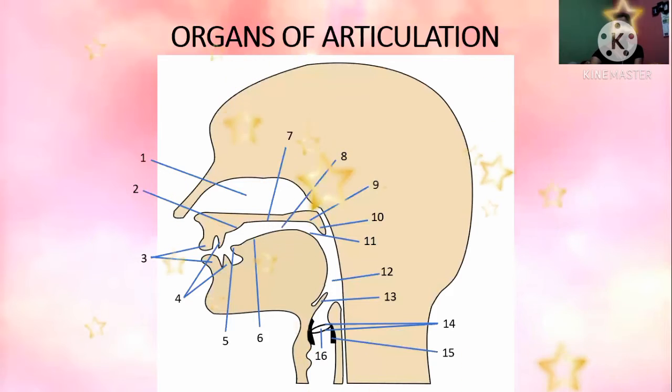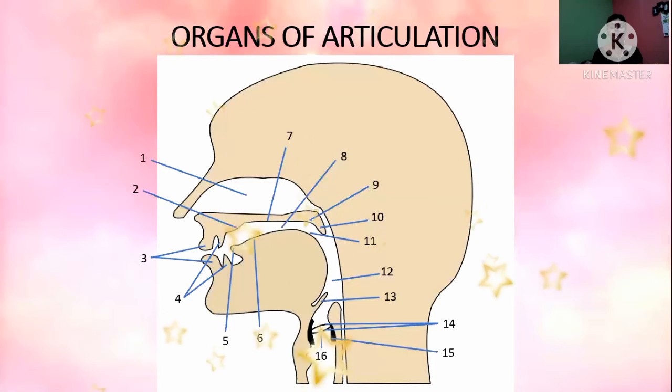In number 12, we have the pharyngeal cavity. The pharynx is the region of the vocal tract below the velum and above the larynx. A pharyngeal sound is made by bringing the tongue root close to the back of the throat.